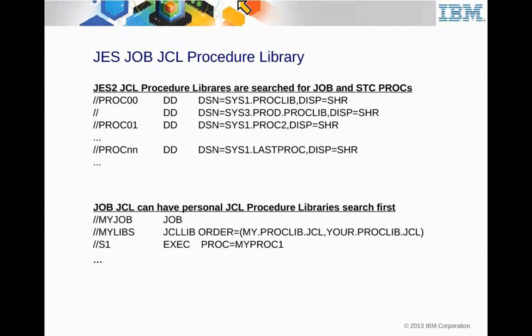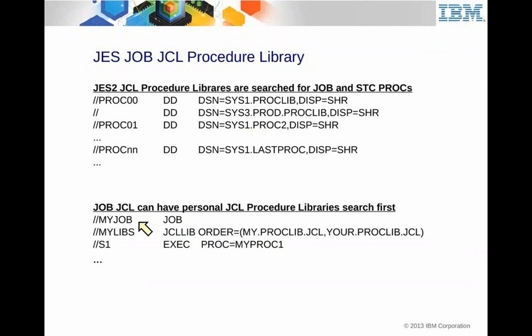So in the case of JES, when you start JES, JES has these things like PROC00 DD names with a PROCLIB concatenation. So when you are looking for a proc or starting something, it looks through the JES PROCLIB concatenation to find a JCL procedure, or you can have private JCL procedure libraries.